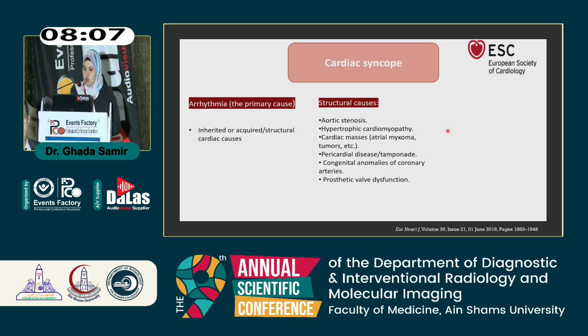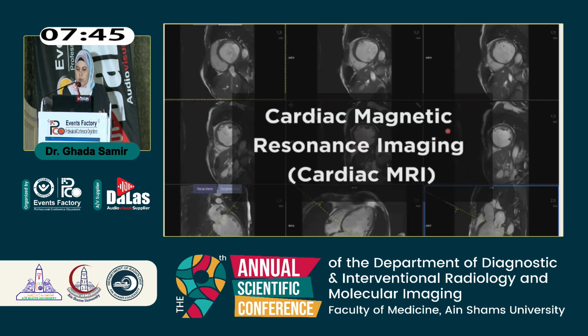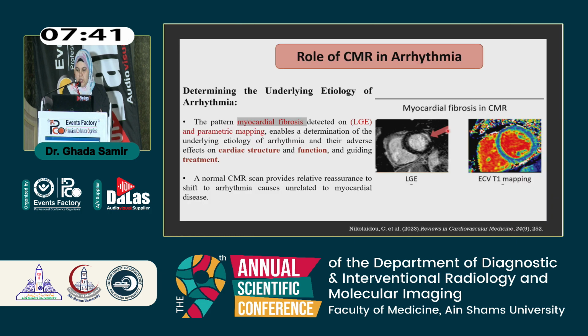As regards the structural causes, it may be aortic stenosis, hypertrophic cardiomyopathy, cardiac masses, pericardial diseases, and congenital anomalies of coronary arteries. This category mainly depends on decreasing the cardiac output. Also, cardiopulmonary and great vessel causes may be pulmonary embolism, acute aortic dissection, or pulmonary hypertension. Today, I will talk about the role of MRI and how MRI can help in the clinical scenario.